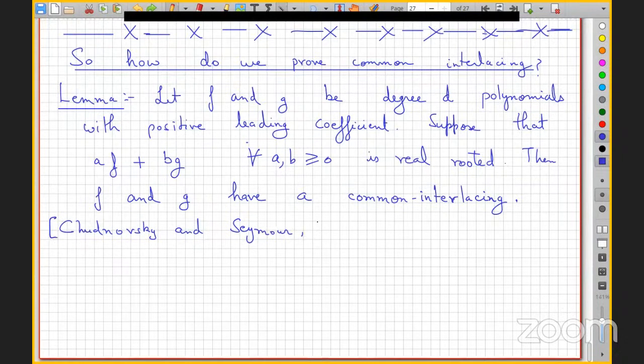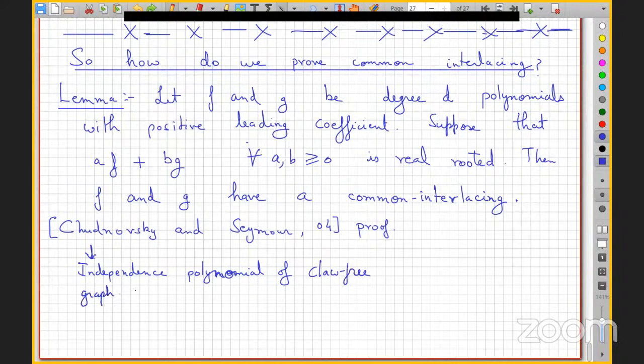So Chudnovsky and Seymour, graph theorists, have used interlacing. Their paper is on the independence polynomial of claw-free graphs. So what is this? What is the matching polynomial? The matching polynomial is exactly the independence polynomial of a line graph. For every independent set of size k in the graph, you put a lambda to the k and sum it up. In the line graph, the nodes are the edges, and two edges are connected if they share a common vertex. That's called the line graph.